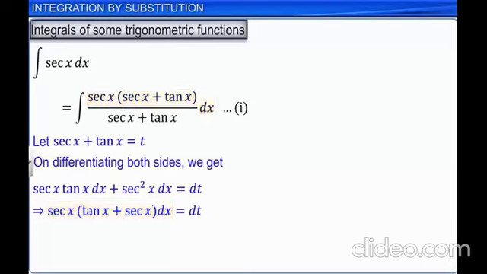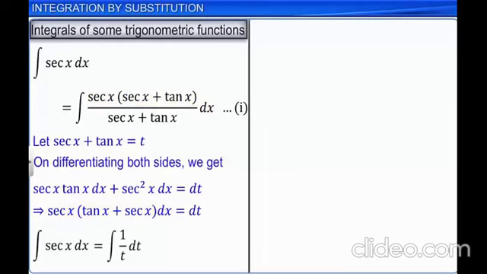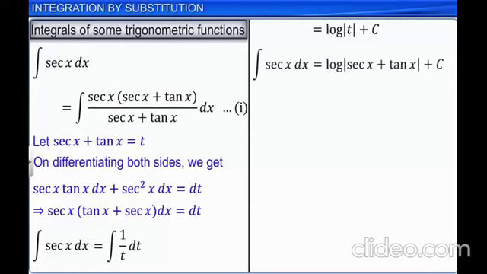So equation 1 can be written as integral of 1 upon t dt. On integrating and then replacing t by secant x plus tan x, we get log mod of secant x plus tan x plus the constant.